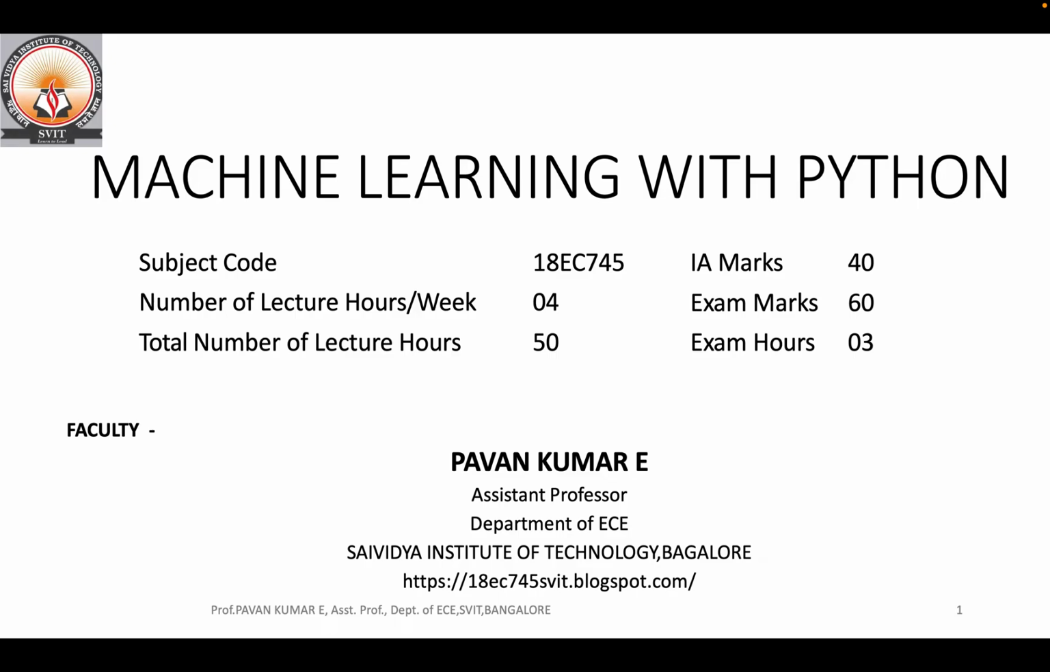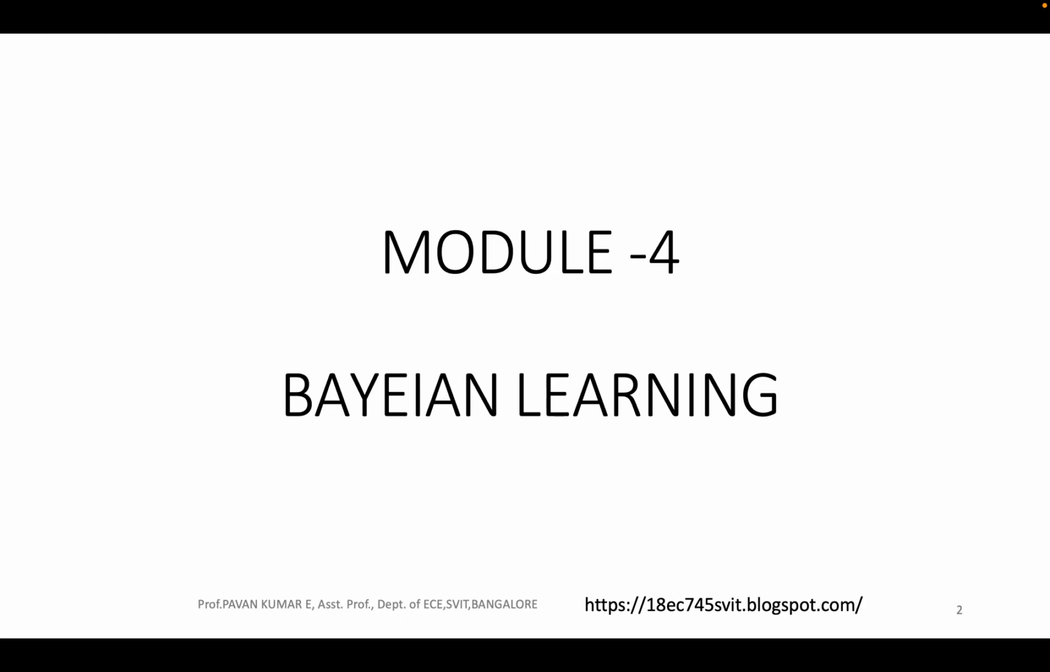In today's class, we are dealing with Module 4, which comes under Machine Learning with Python under the VTU curriculum, subject code 18EC745. So what are we going to learn today? We are going to learn Bayesian learning.